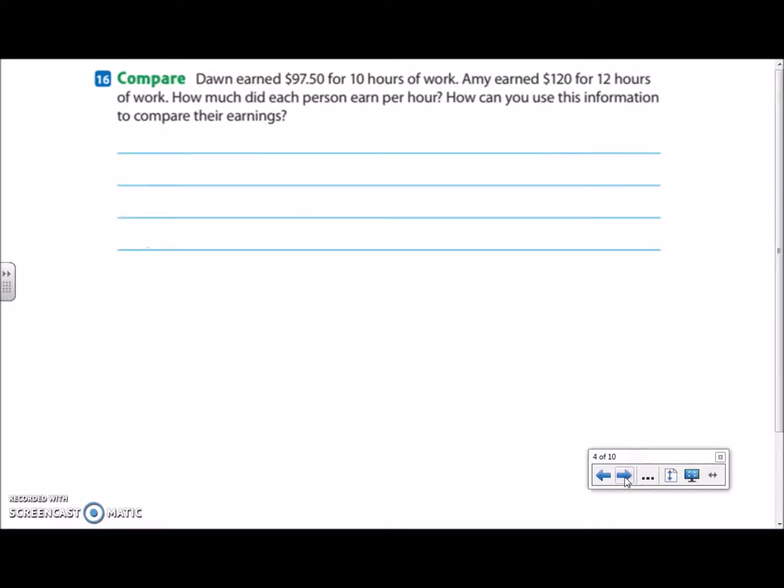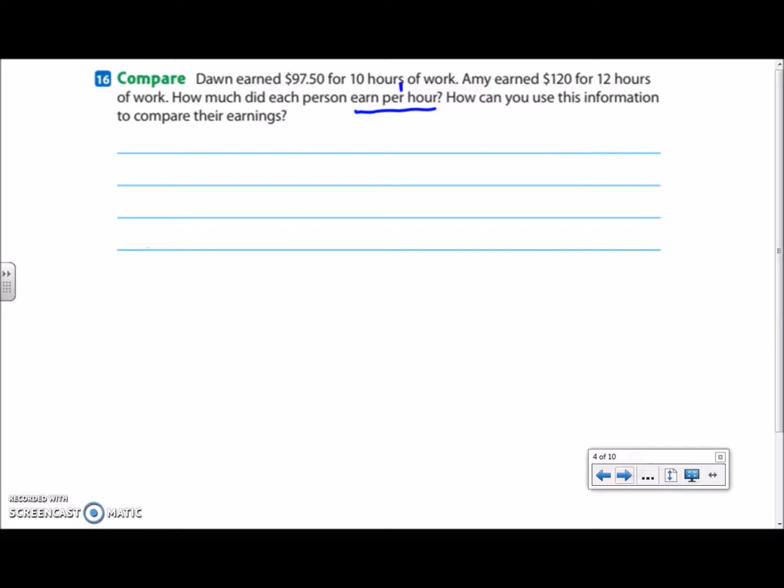Number 16 is a new problem. It says that Don earned $97.50 for 10 hours of work. Amy earned $120 for 12 hours of work. How much did each person make per hour? How can you use this information to compare their earnings? When it says per hour, I want you to keep in mind it means per 1 hour. Okay, we're referring to a unit rate.